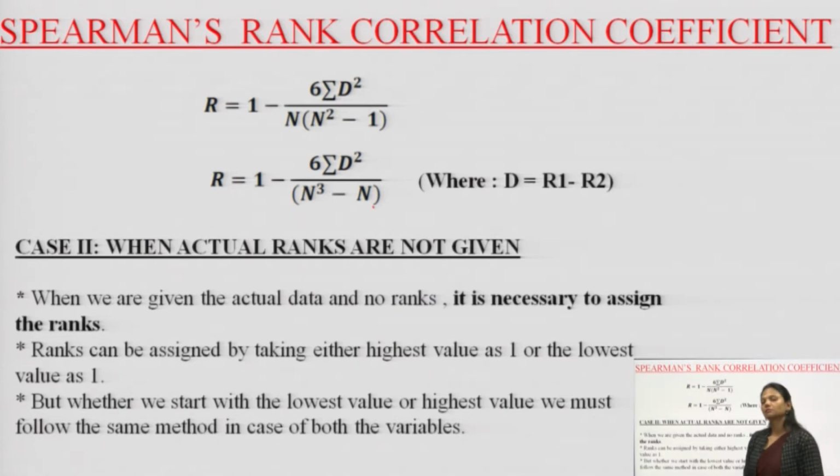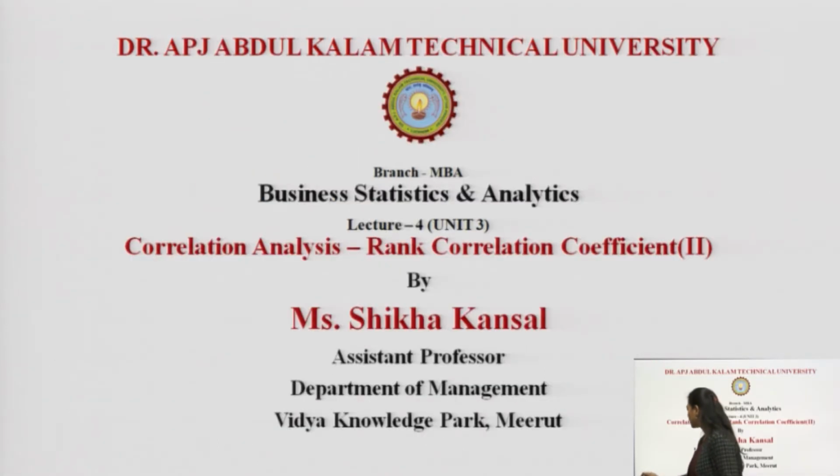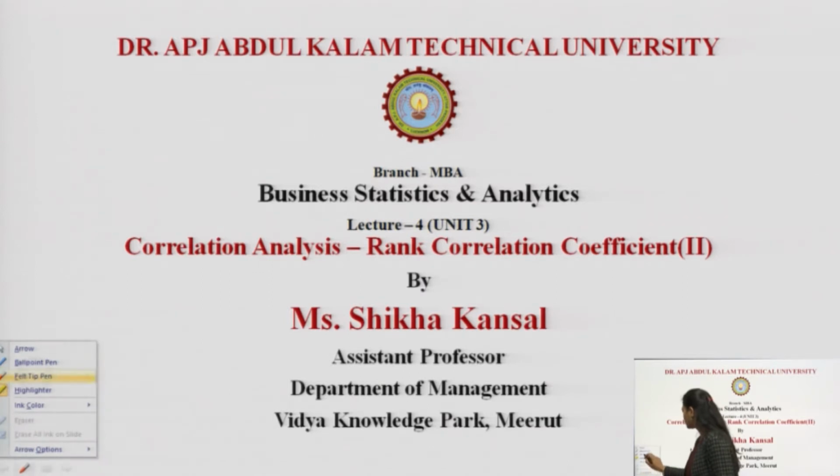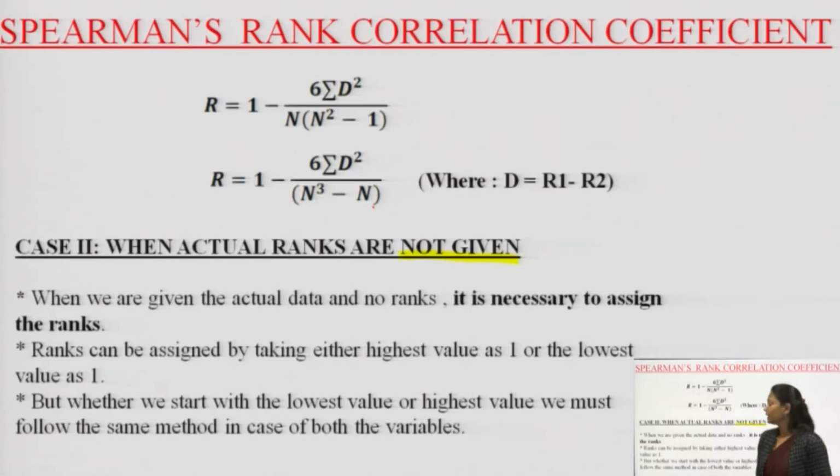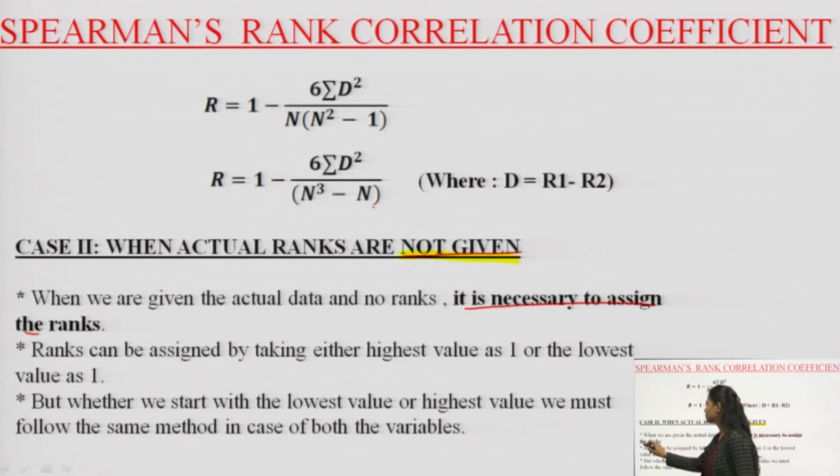The first case we have already discussed in the earlier PPTs, but in this PPT we will be discussing, as I have told you, when the actual ranks are not given to us. When we are not given the actual ranks, the problem is in the actual data form. So, it is very necessary to assign ranks to the different observations of the different variables.